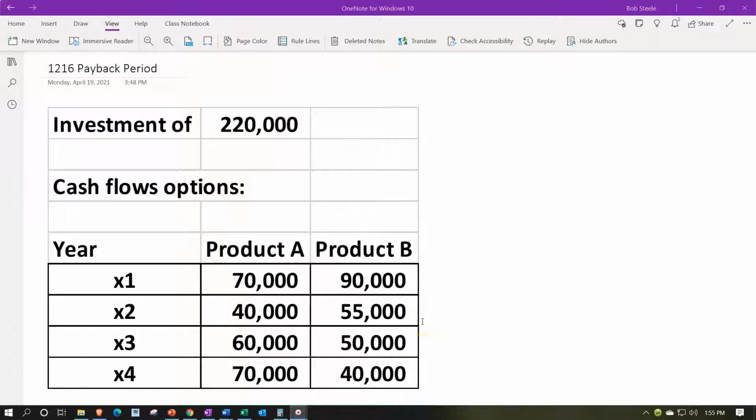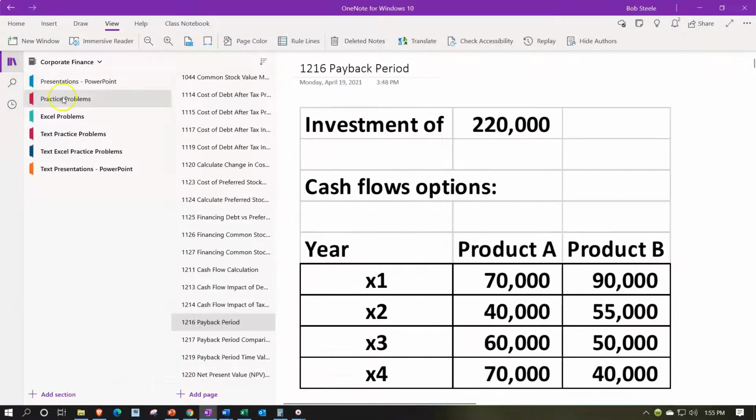Here we are in OneNote. If you have access to OneNote and would like to follow along, you're not required to, but if you would like to, we're going to be in the icon on the left-hand side, in the practice problems, down in the 1216 Payback Period tab.